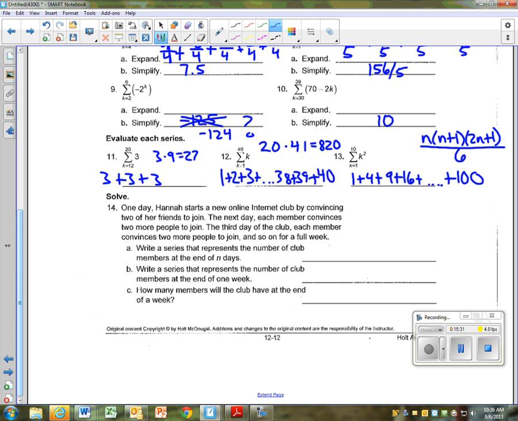I'm sorry, 10 times 11? What's that? I pulled it from your book. You don't have to be able to generate that. I'm going to show you how to generate that on Monday. But if you take 10 and plug it in here, 10 times 11 times 21 and divide it by 6, you're going to come out with the correct result. Somebody wants to do that on your calculator real quick? 385? So that's quicker than adding them all up, right?